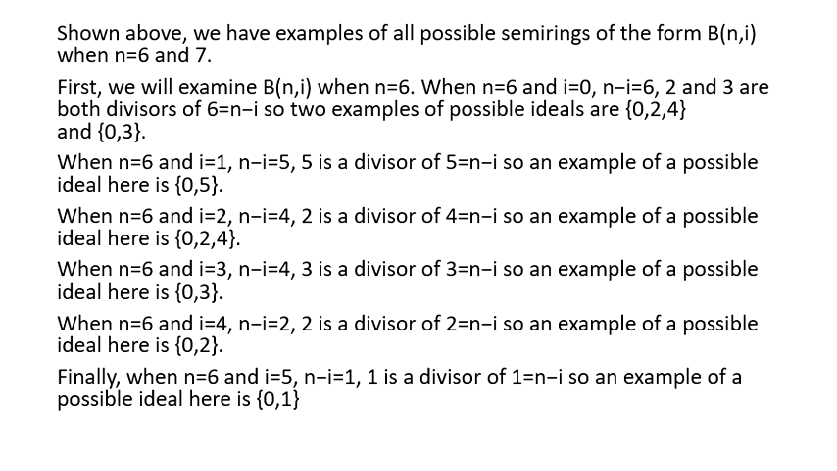When n equals 6 and i equals 4, n minus i is 2, and 2 is a divisor of itself, so a possible ideal is the principal ideal generated by 2. When n equals 6 and i equals 5, 1 is a divisor of 1, which is n minus i, so an example of a possible ideal here is 0, 1.